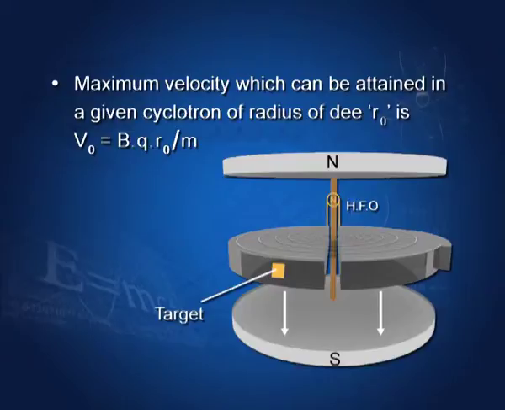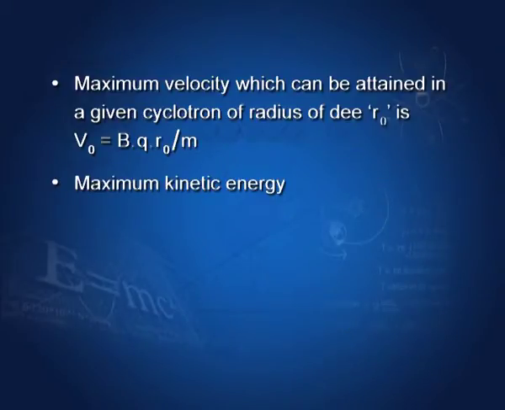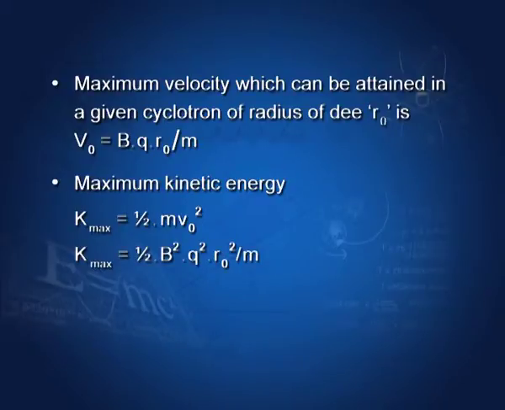The maximum velocity which can be attained in a given cyclotron with D radius r naught will be V naught equal to B Q r naught divided by m. So, the maximum kinetic energy is equal to half into mass into the maximum velocity squared. Substituting the value of the maximum velocity, we get maximum kinetic energy equal to half B square Q square r naught square divided by mass.